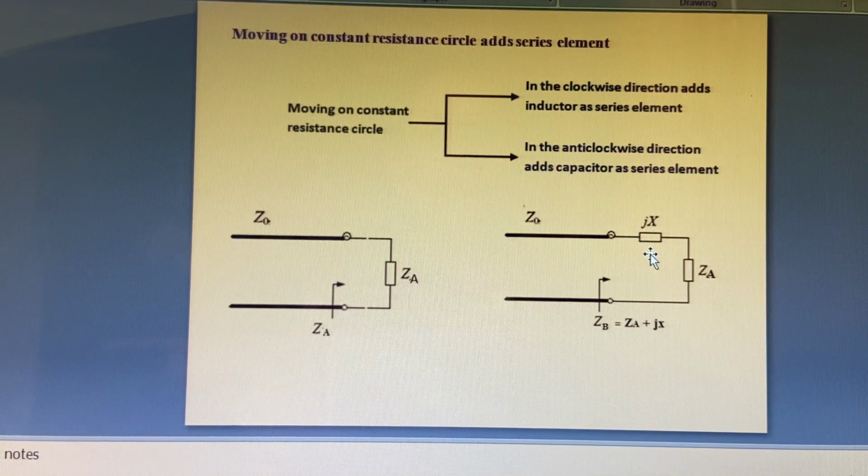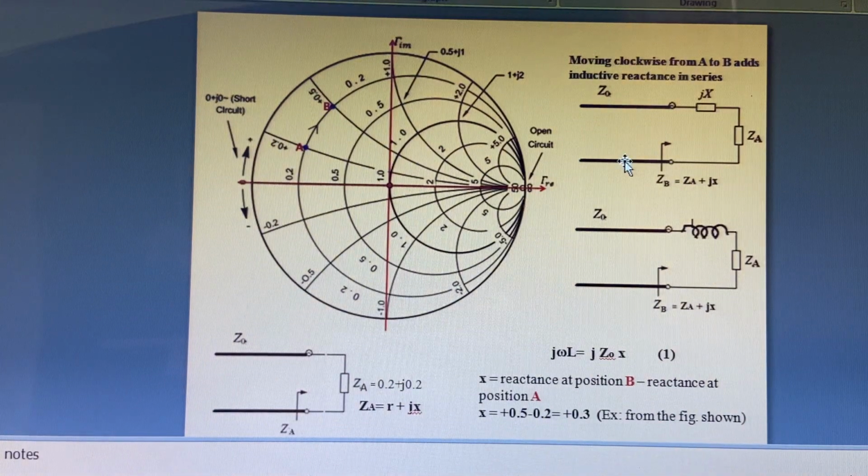Next, we will see how to calculate the value of the inductor or capacitor added in series with the existing impedance ZA. Moving clockwise, as shown in this figure, this is a resistance circle. We are moving on the resistance circle from point A to B. The resistance circle value is equal to 0.2.